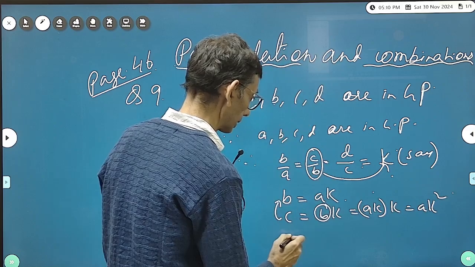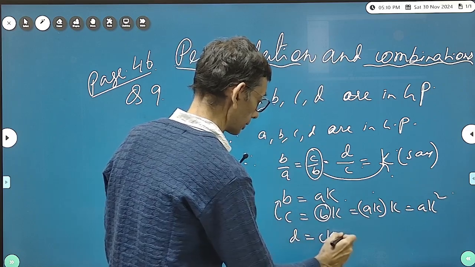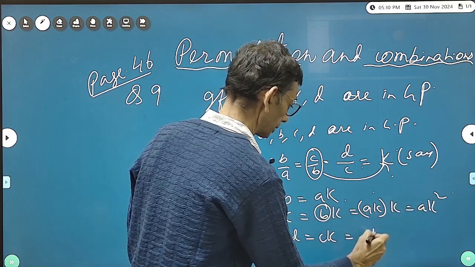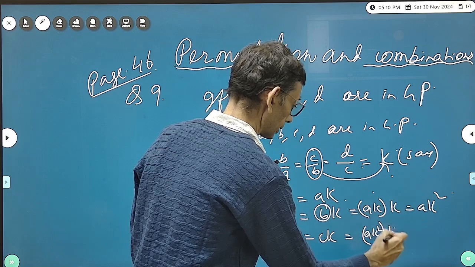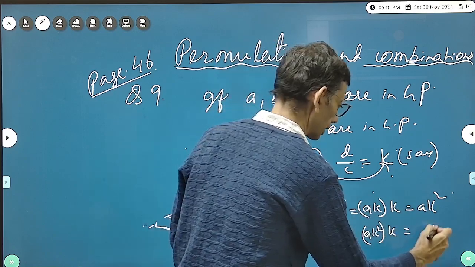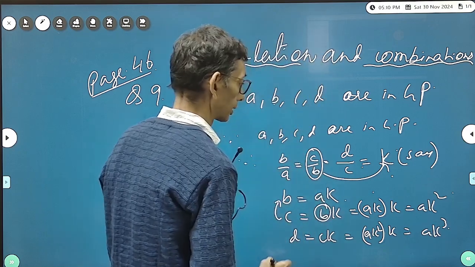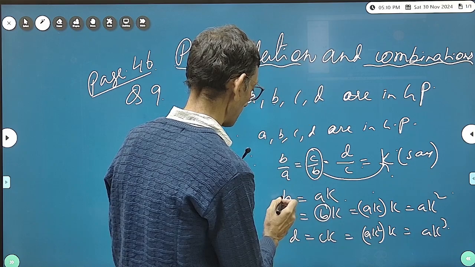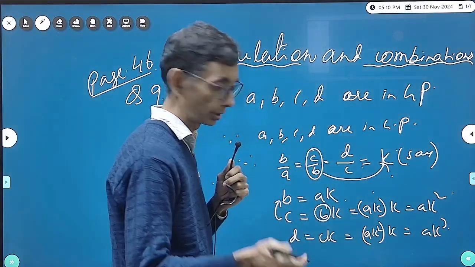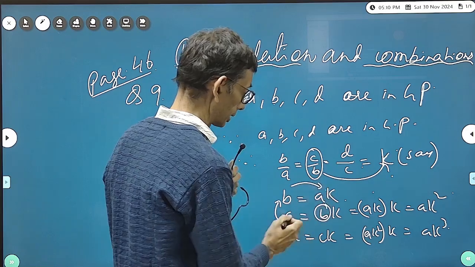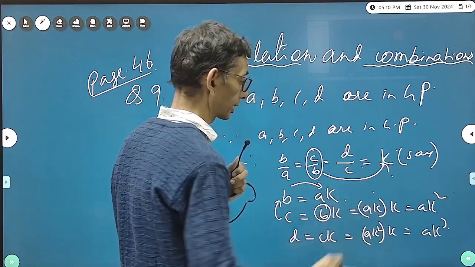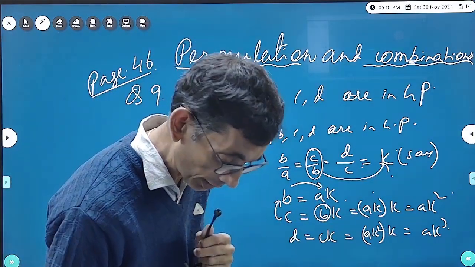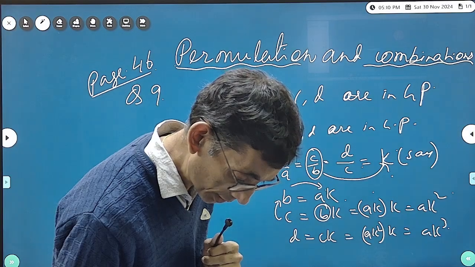Similarly, D is equal to CK. But the value of C you already got, AK square. So AK square into K means AK cube. So you got the values: A will be A only, B will be AK, C will be AK square, D will be AK cube. All the values are written in terms of A, right? So which option is correct?